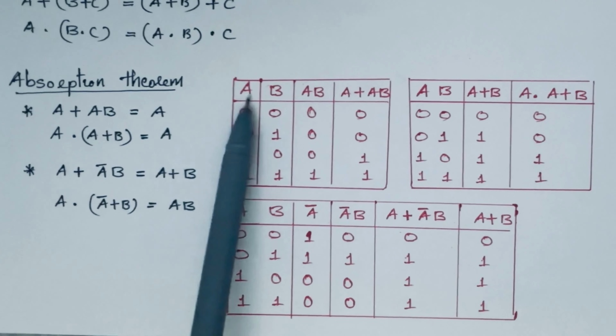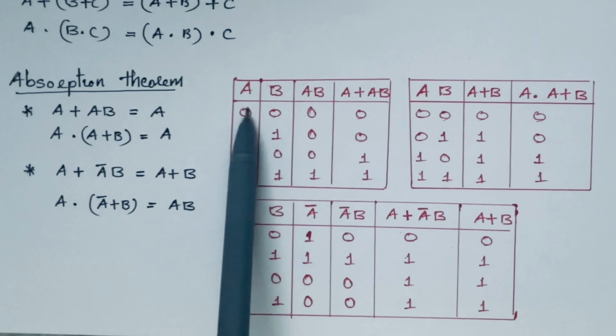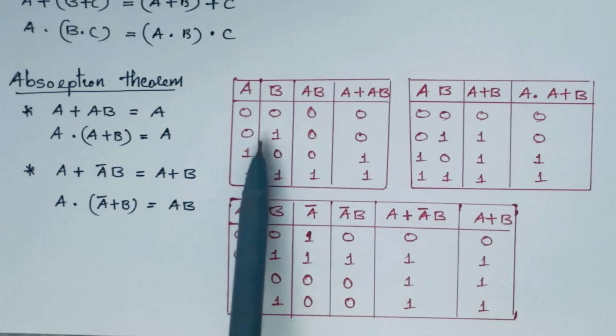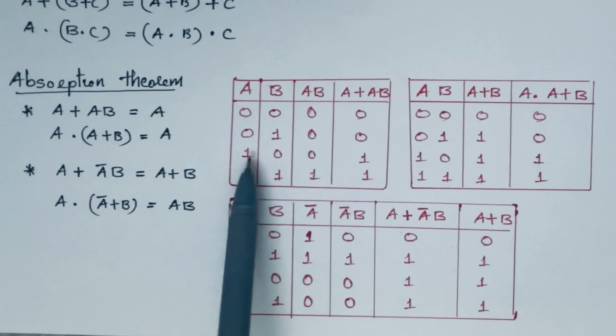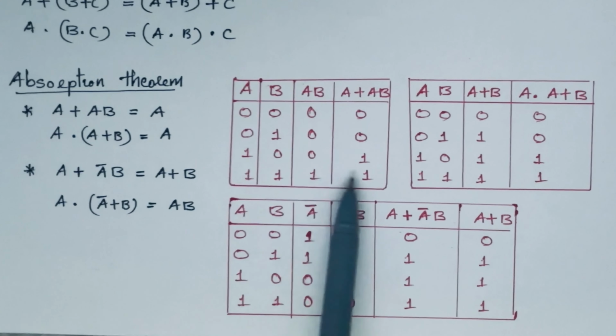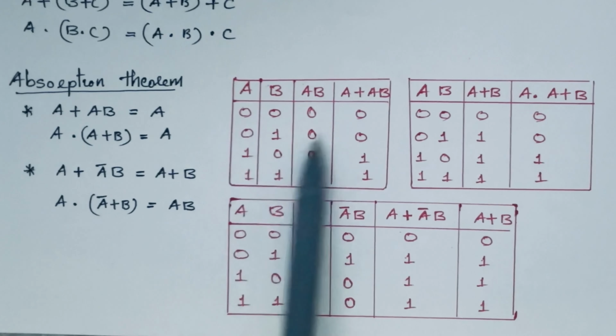So what is AB here? Multiplication: 0 into 0 is 0, 0 into 1 is 0, 1 into 0 is 0, 1 into 1 is 1. Now A plus AB. A is what? 0, 0, 1, 1. So for A plus AB: 0 plus 0 is 0, 0 plus 0 is 0, 1 plus 0 is 1, 1 plus 1 is 1.